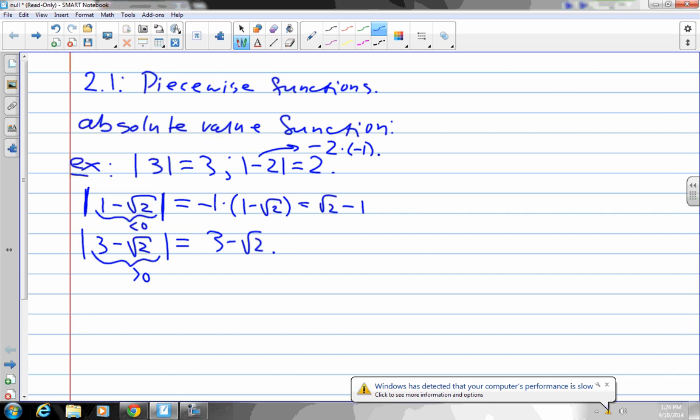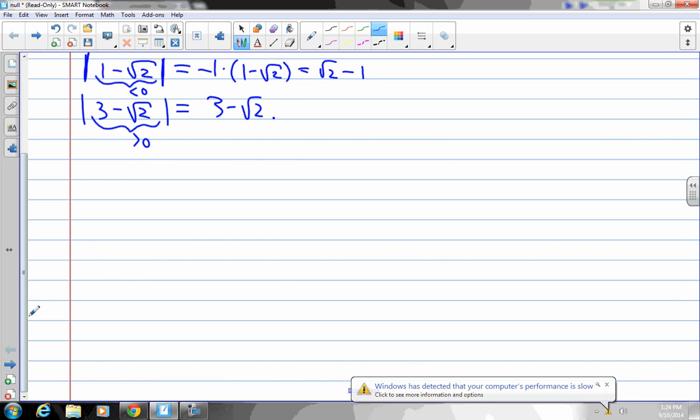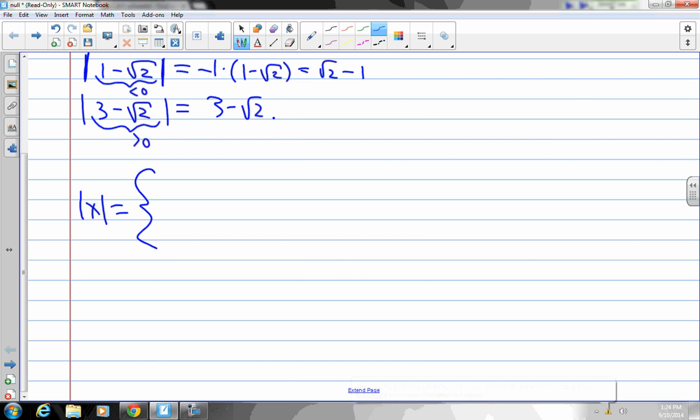So this is what a piecewise function is, because we had to analyze what is the input of our function. Is it positive or negative? And that actually gave us two different computations. So really, the absolute value of x function is defined like this. It's negative x if x is less than 0, and it's x if x is greater than or equal to 0.